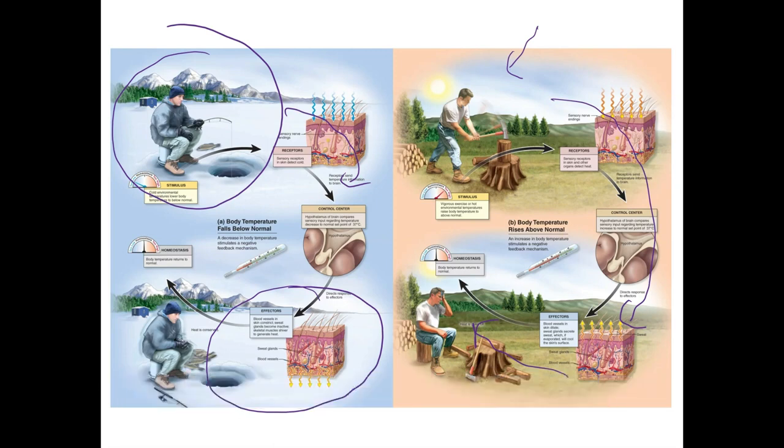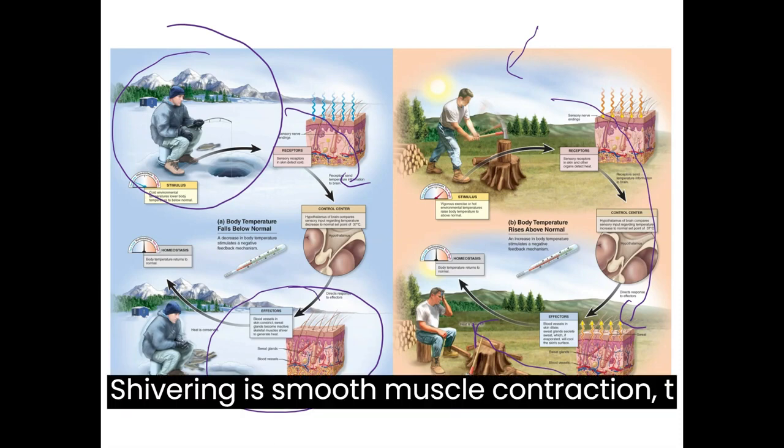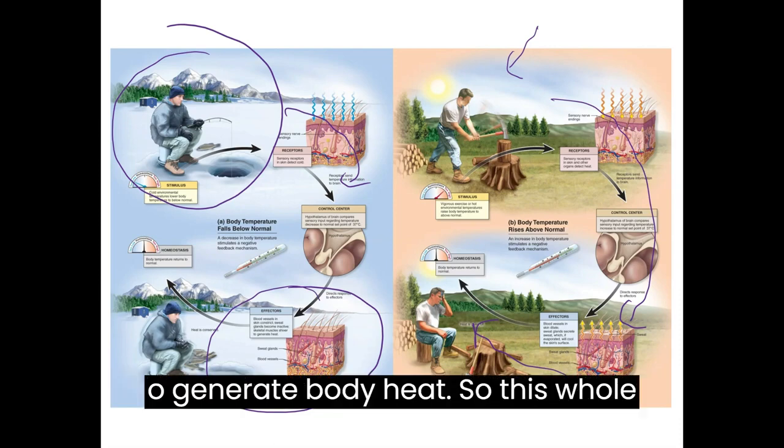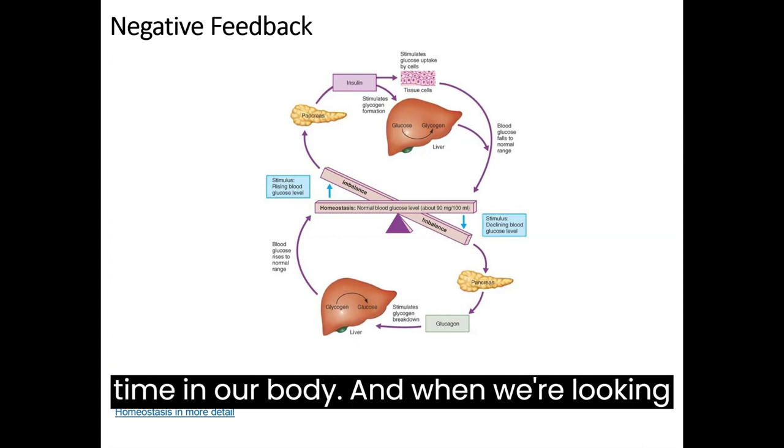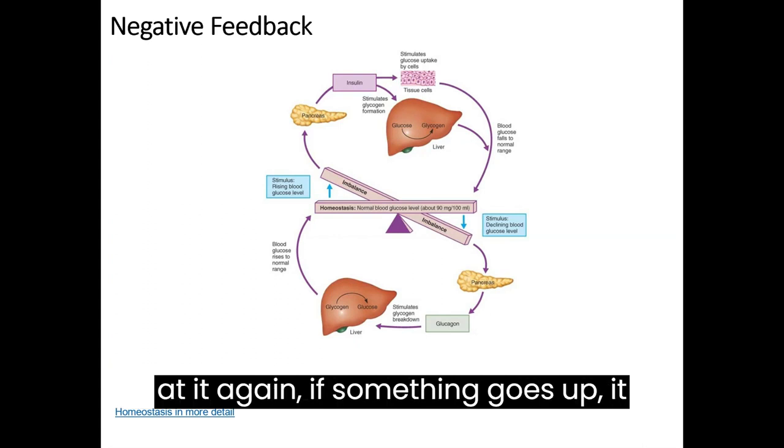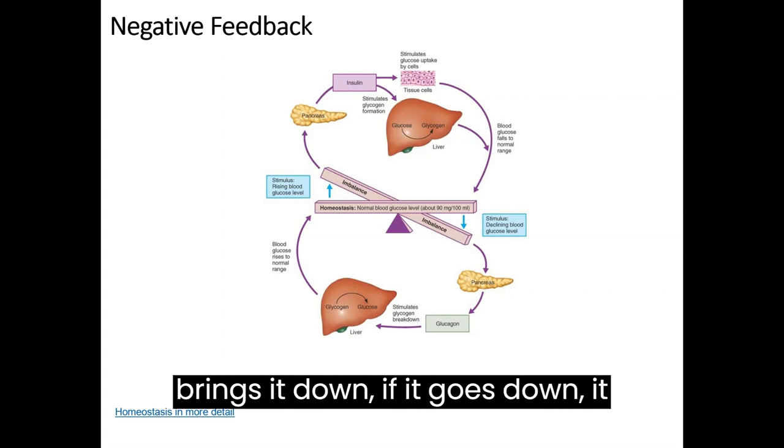And you can also shiver. Shivering is muscle contractions to generate body heat. So this whole negative feedback loop works all the time in our body. And when we're looking at it, again, if something goes up, it brings it down. If it goes down, it brings it up.